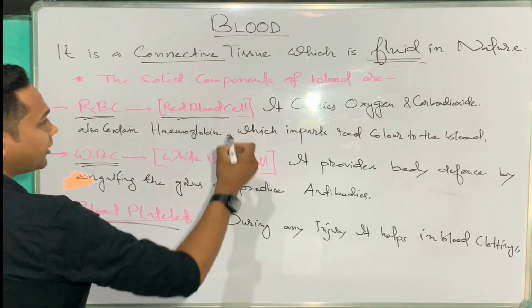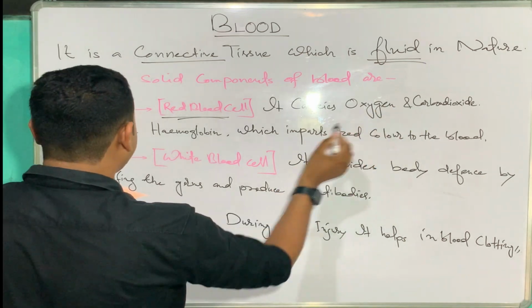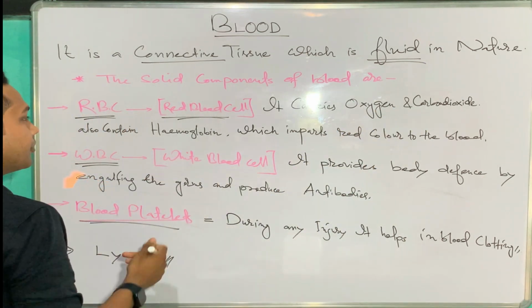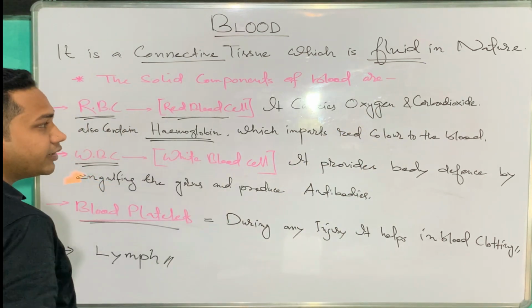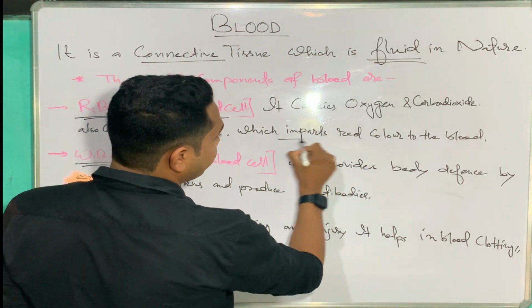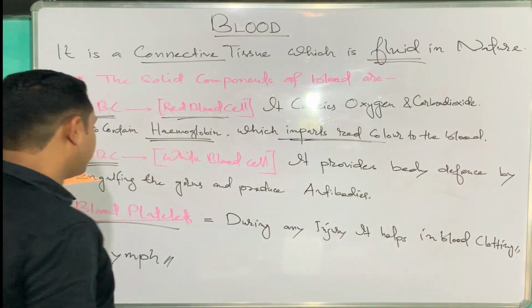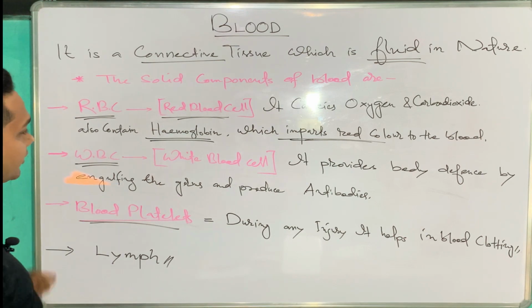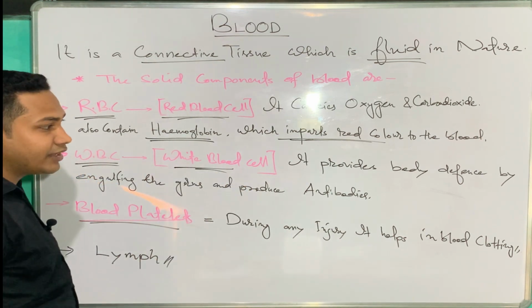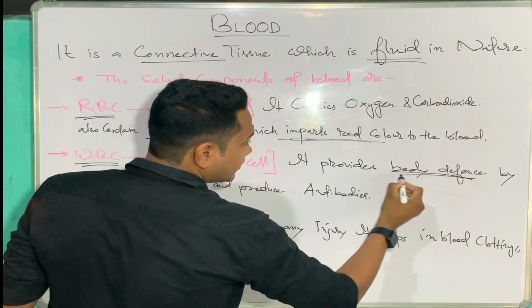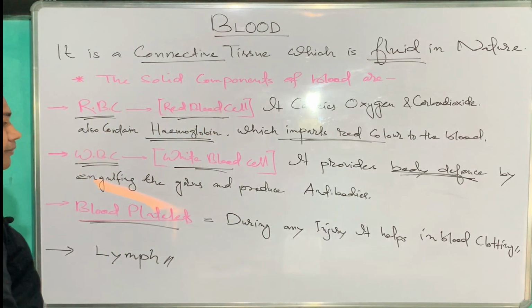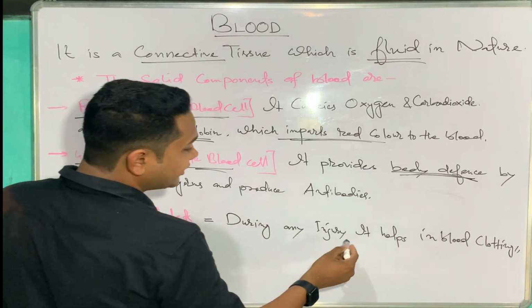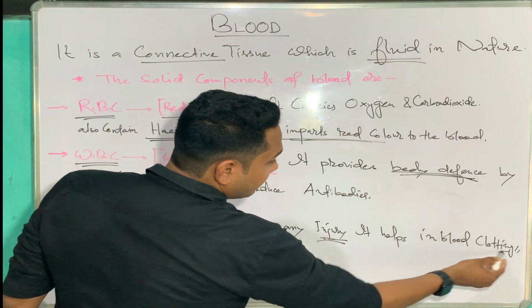RBC is known as red blood cell. It carries oxygen and carbon dioxide in our body, and it also contains hemoglobin, and just because of hemoglobin it imparts red color to the blood. Coming to the WBC, WBC is known as white blood cell. It provides body defense. WBC provide body defense by engulfing germs and producing antibodies. Now coming to the blood platelets, during any injury, they help in blood clotting.